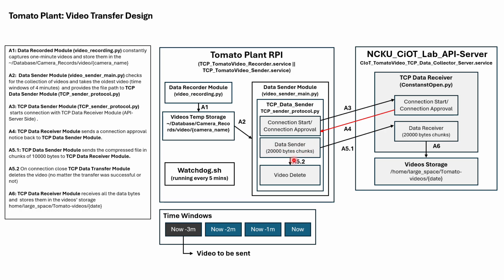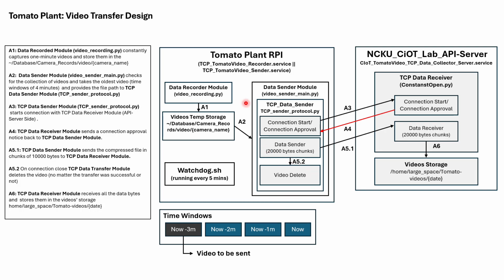Now, this number actually depends mostly on the velocity of our internet. Right now we can use this number since the tomato plant RPI's internet is quite good, as it is located in our lab. The data receiver will be constantly taking the 20,000 bytes and receiving them. After the data sender has completed sending the data, it will delete the video.